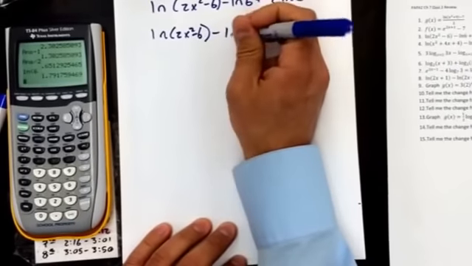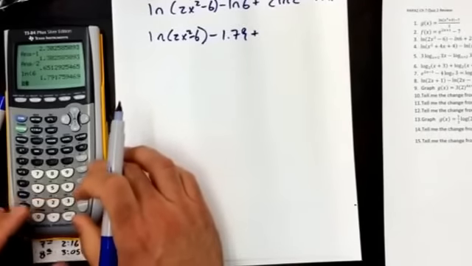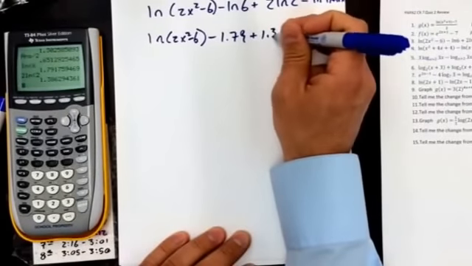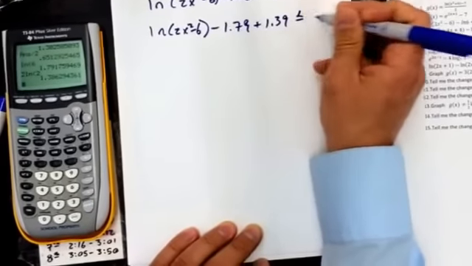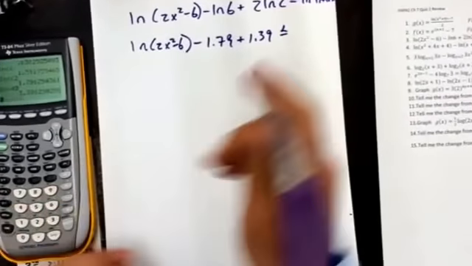It tells me 1.79 approximately. 2 times the natural log of 2. Calculator, 1.39 approximately. Natural log of 49. All of these guys are just numbers, so I'm always looking for anything that's just going to tell me a number. Natural log of 4.